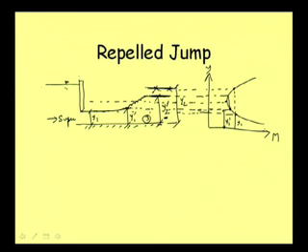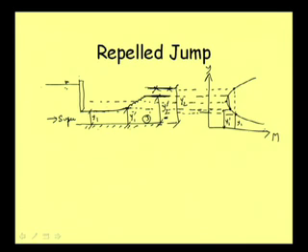One important point we should know: suppose here is the initial depth and here is the sequent depth. If the tailwater depth is less than the sequent depth, then the initial depth required is higher. This higher depth corresponds to the lower depth in the subcritical flow. So when in supercritical flow the depth is rising, in subcritical flow the corresponding depth is getting lowered. That is one important point that we should remember.